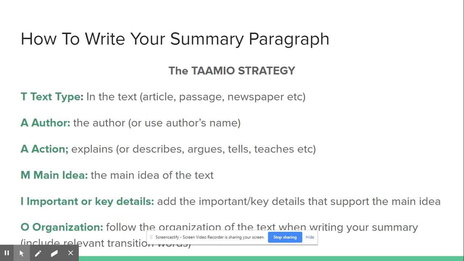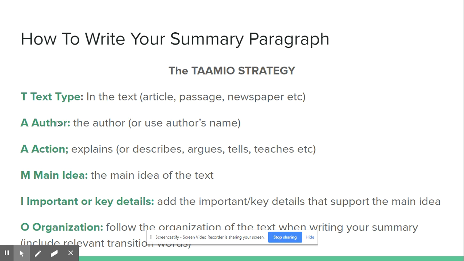So again, the strategy that we are going to be using when writing a summary is called TAMIOO. It is an acronym, so each letter does stand for something. The T stands for text type. Whenever you're writing the summary, you'll start off with "in the text," and then you add the text type, which is whether it's an article, a passage, a newspaper, an informational text, expository, whatever type of text it is. You're inserting that information there.